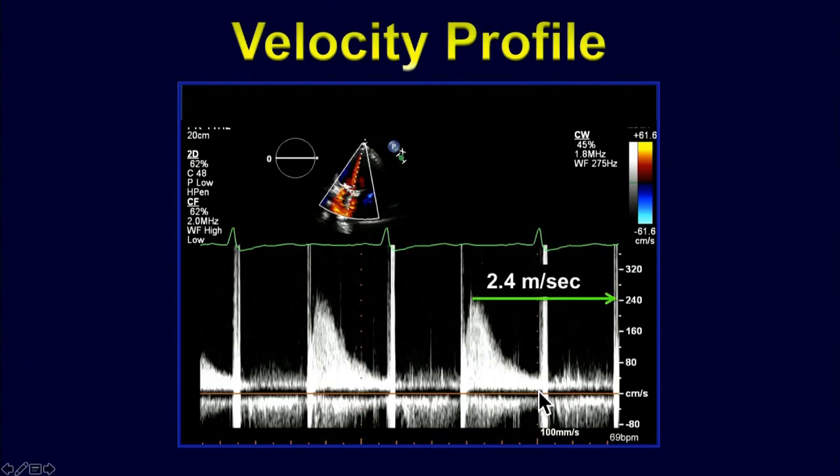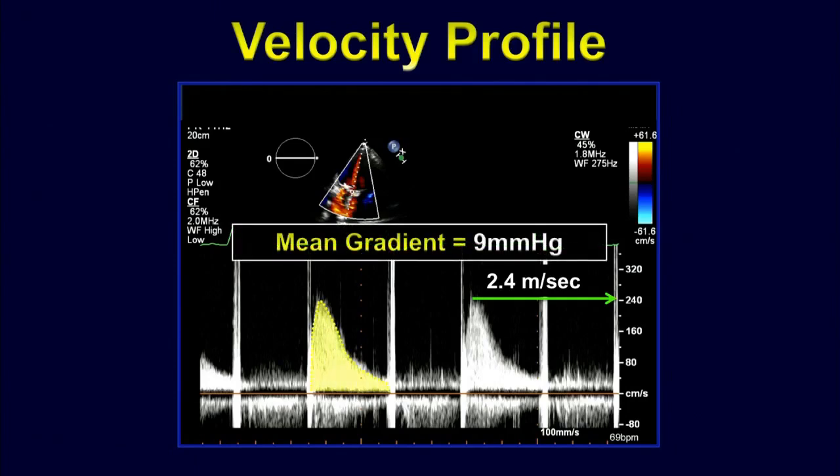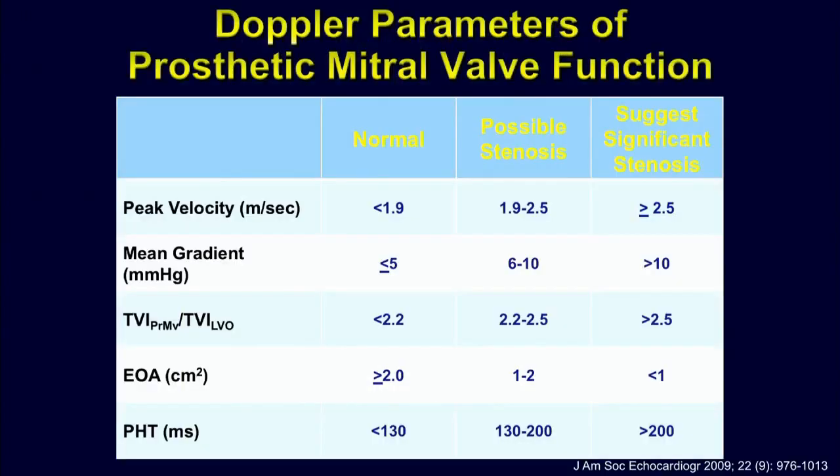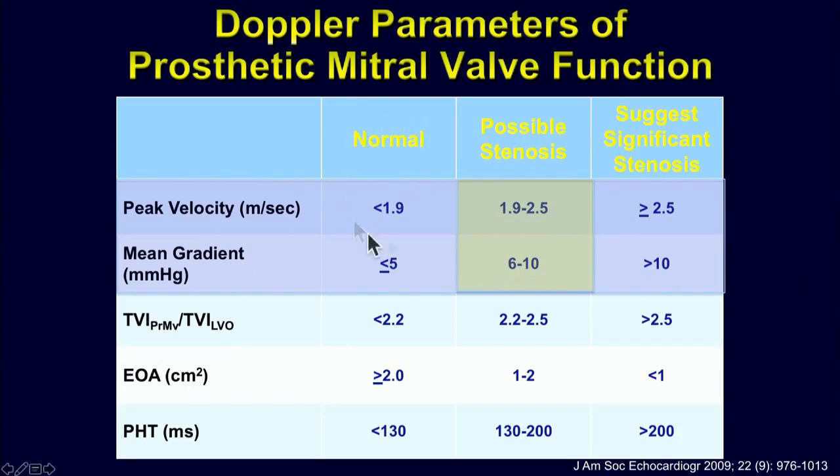And to begin our evaluation of the mitral prosthesis, we then look at the spectral Doppler mitral inflow velocity profile, CW velocity. And we see the amplitude of the E wave here is 2.4 meters per second. The mean gradient is 9 millimeters of mercury. So one of the first things when looking at Doppler parameters of mitral valve function is to look at the peak velocity and to look at the mean gradient. And in this patient, the peak velocity was elevated over 1.9 meters per second. The mean gradient was elevated. It was over 5 millimeters of mercury.